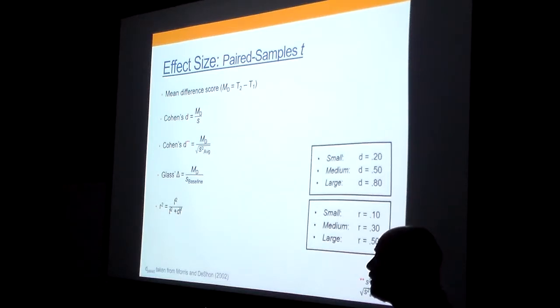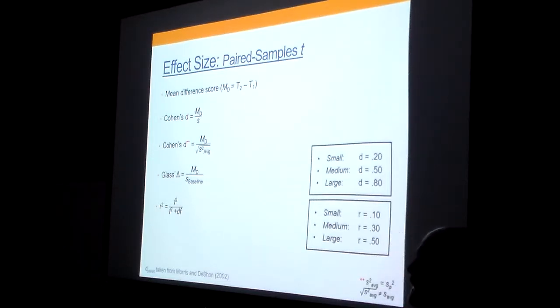And then also, you'll sometimes see R squared provided as a metric of effect. This is a metric of association. You can calculate this by squaring your test statistic and dividing by the square of your test statistic plus your degrees of freedom. That'll give you an R squared effect size for your test.